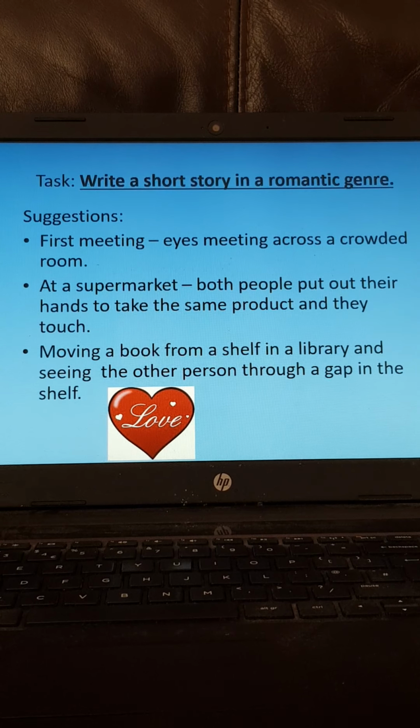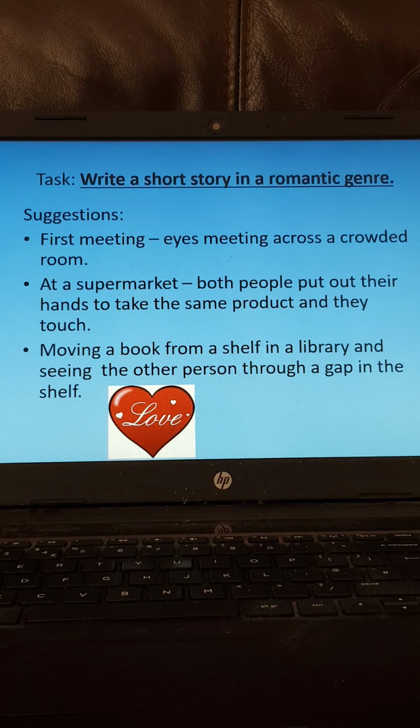So what I'd like you to have a go at doing is writing a short story in the romantic genre. Now, we've got 3 suggestions on the board, and like I said before, they are all a bit slushy, a bit stereotypical, but that's what we're going for with our romance. You don't have to do one of these ideas. You might come up with your own ideas. You might draw on personal experience.